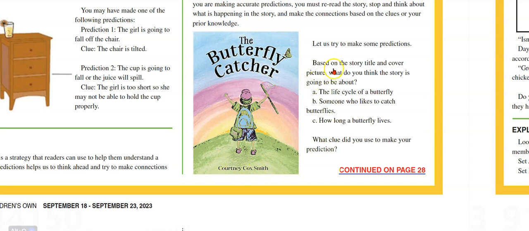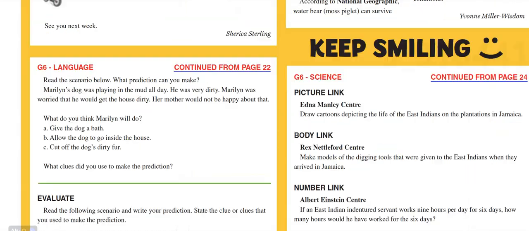So again, based on the story title and the cover picture, what do you think the story is going to be about? A, the life cycle of a butterfly. B, someone who likes to catch butterflies. C, how long a butterfly lives. What clues did you use to make your prediction?